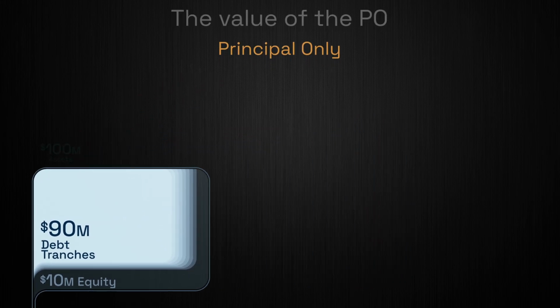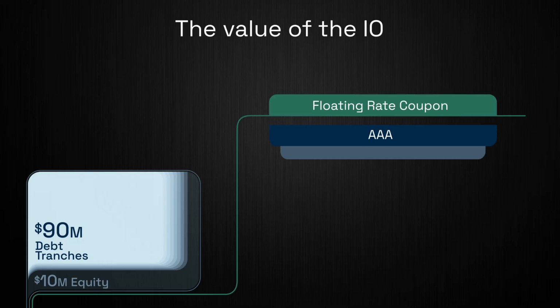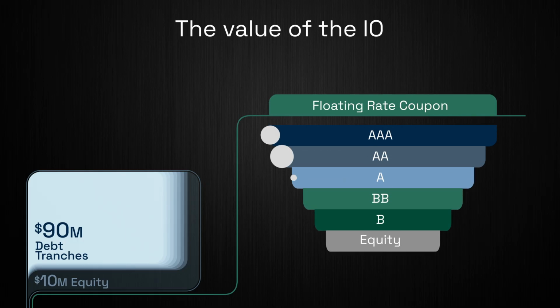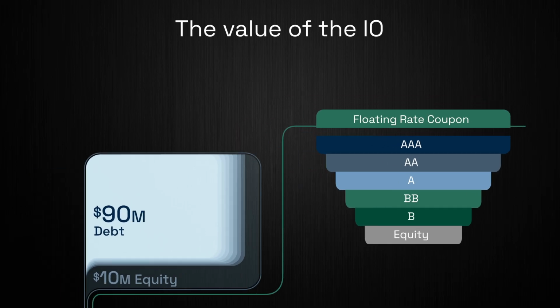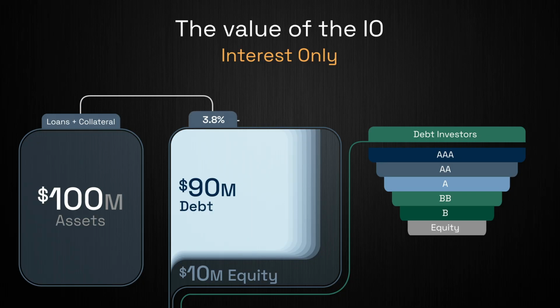The underlying pool of loans pays interest in the form of a floating rate coupon that is passed through the deal's waterfall to make payments to the various CLO tranches. This graphic illustrates the value of this IO, or interest-only portion of the cash flows. The underlying loans in the collateral pool pay a weighted average coupon of 3.8%, which is pooled and distributed to various tranches at their preset coupon rates.